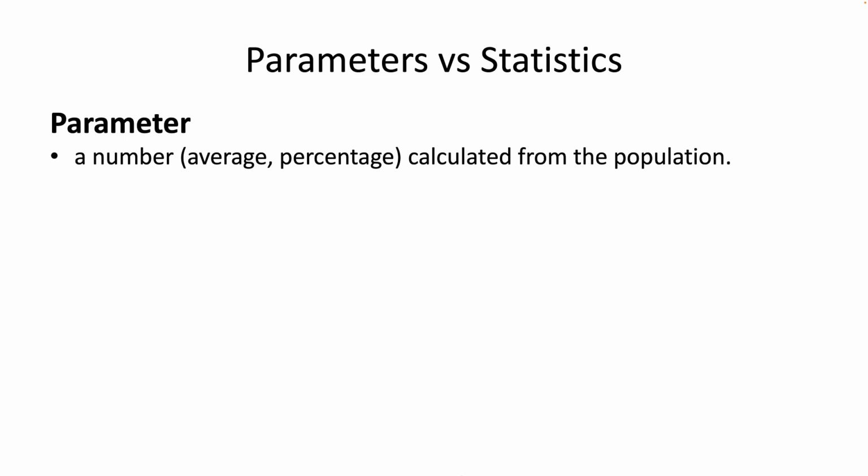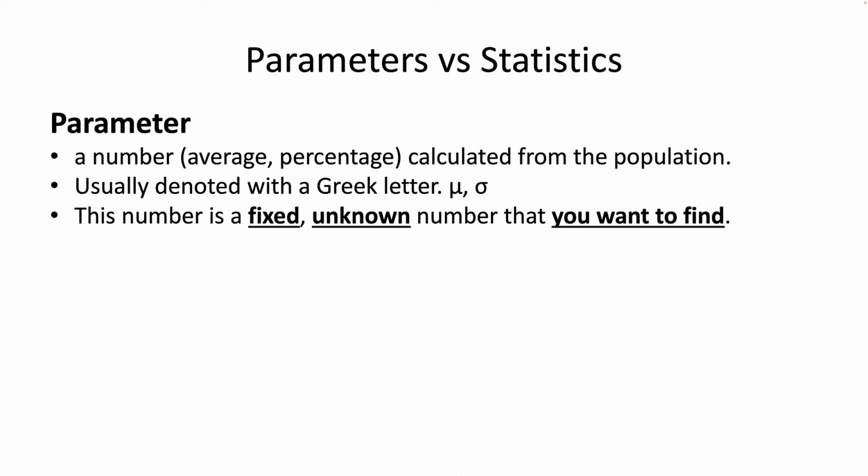A parameter is a number, like an average or percentage, calculated from the population. In statistics, parameters are usually denoted with a Greek letter like mu or sigma. More importantly, this number is a fixed and typically unknown number that you want to find. Our goal in statistics is to find or estimate the parameters.